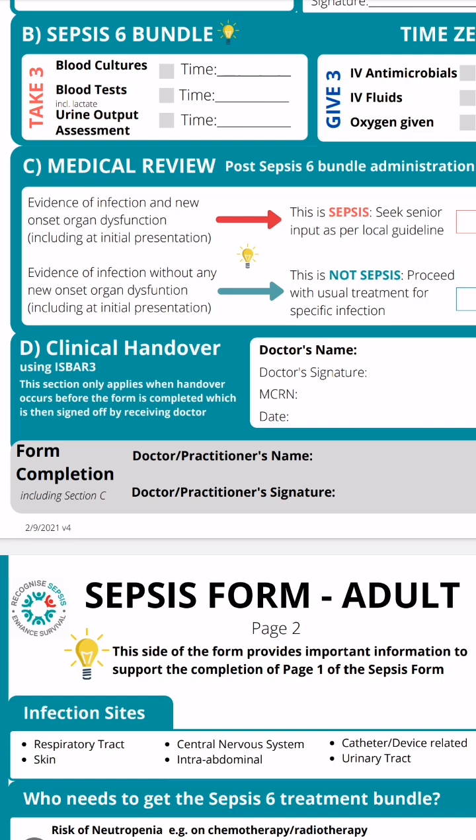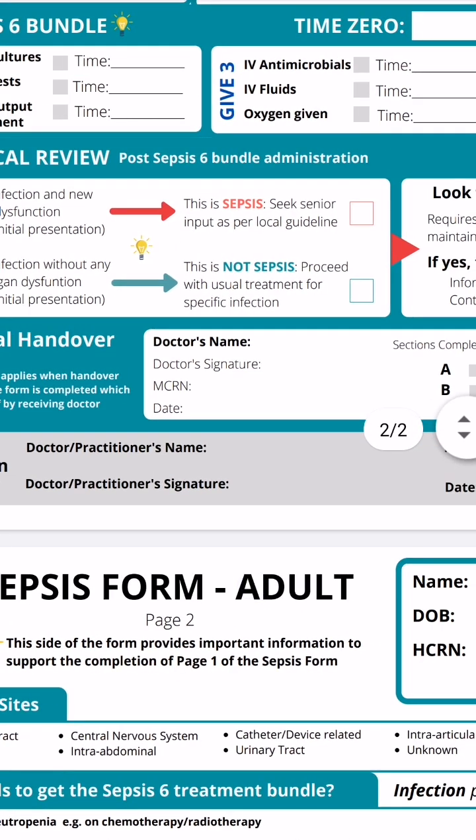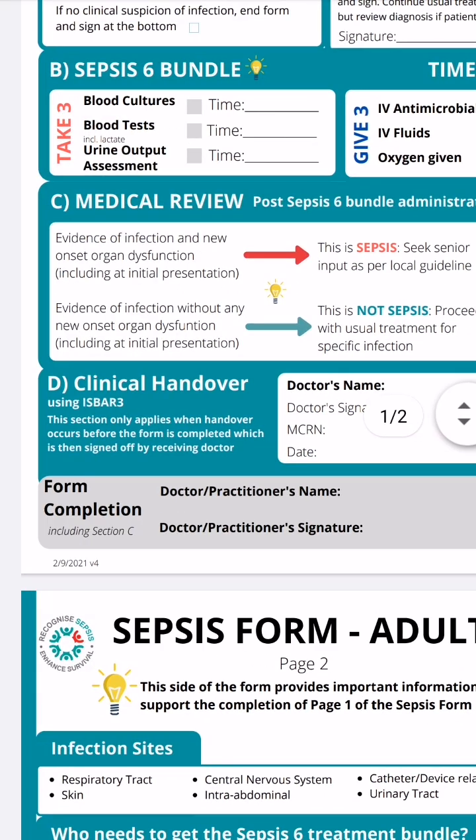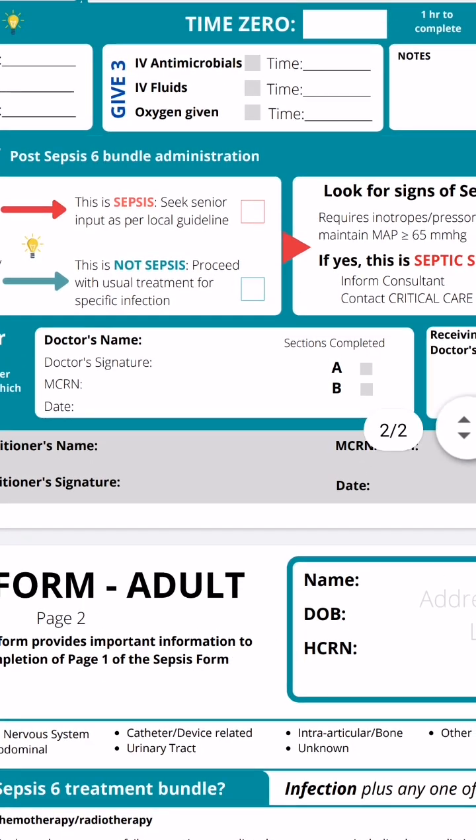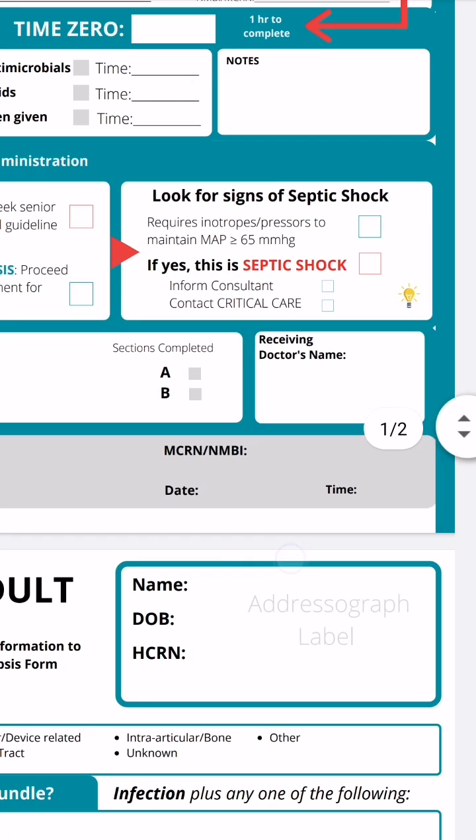Now we will check the evidence of infection and new onset organ dysfunction, including at initial presentation. This is sepsis. Seek senior input as per local guidance. Then, evidence of infection without any new organ dysfunction: before, when there was an organ dysfunction, we went for the sepsis protocol. But when there is no organ dysfunction, it is not sepsis. Proceed with the usual treatment for the specific infection.